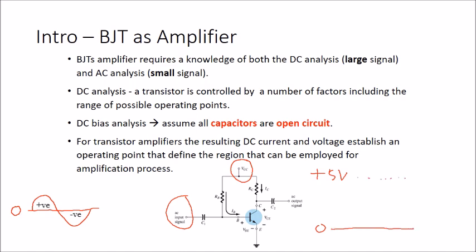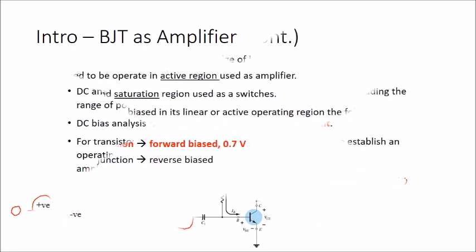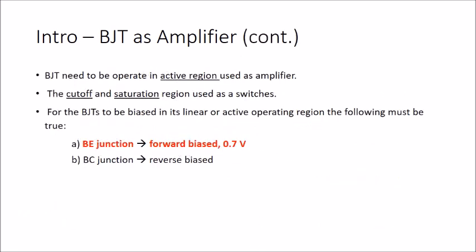For example, for the positive value, let's say this is the positive biasing. We have positive 5 here, and this is your origin. So your signal will start from the 5, meaning it should be here like this. In other words, the BJT operates in the active region to be used as an amplifier. For the cutoff and saturation regions, we use it as a switch.